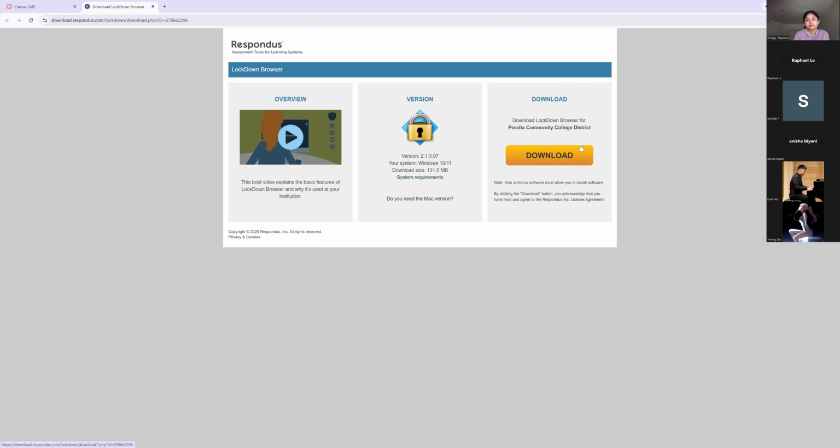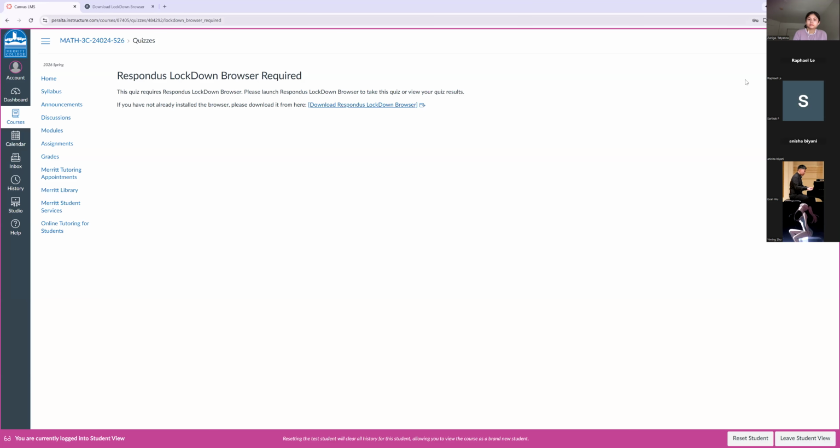Once you get it, the program will be installed on your desktop. Click it, and you have to log back into the Peralta student portal. From there, you can go to Canvas and take the test. Does it make sense, you guys? Have you ever used a lockdown browser? How many people have used a lockdown browser? Can you show me your hands up or something like that? Is it something new?